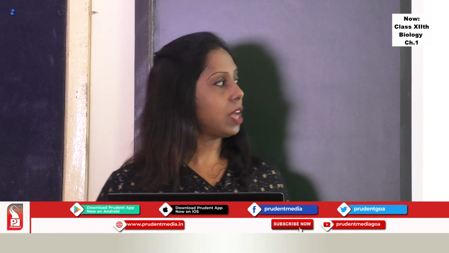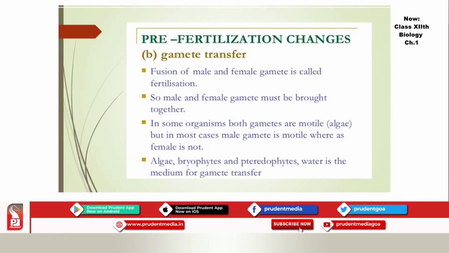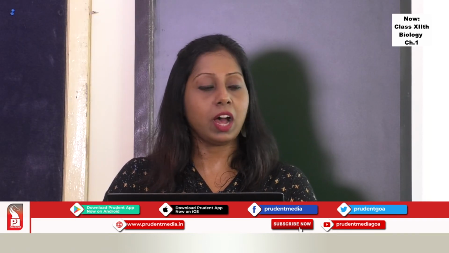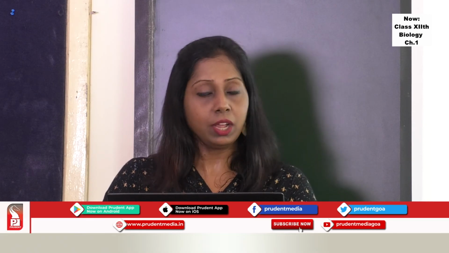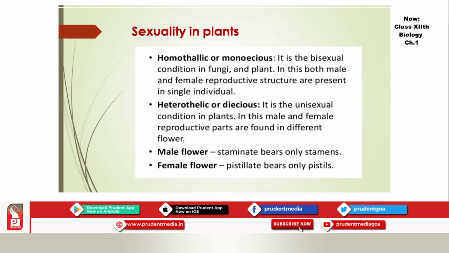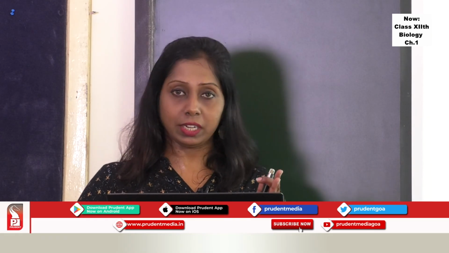In higher plants, how do you achieve gamete transfer? We have pollination. In especially flowering plants, you have pollination. Pollination could be self-pollination or cross-pollination. Cross-pollination could be achieved either abiotically or biotically. Now, let's learn some terms which are going to be helping you in the next two chapters, students. So, I'm deviating a little bit from gamete transfer and we will move on to fertilization a little later.